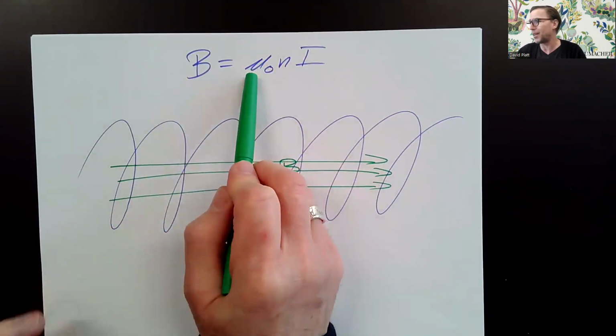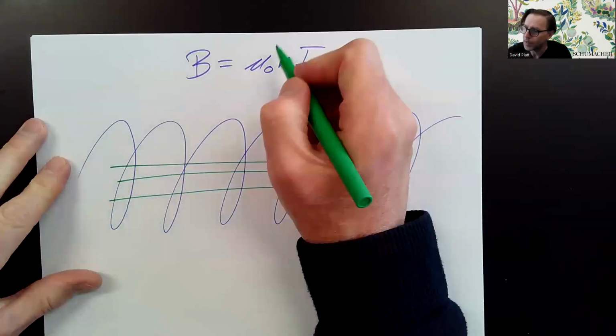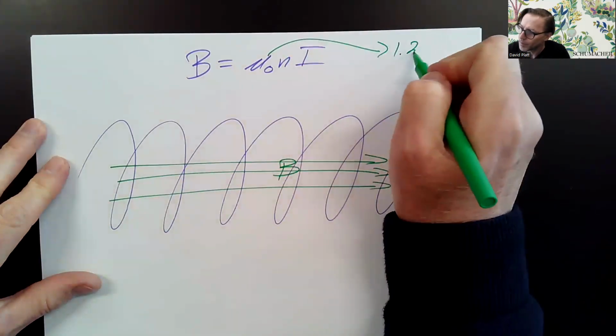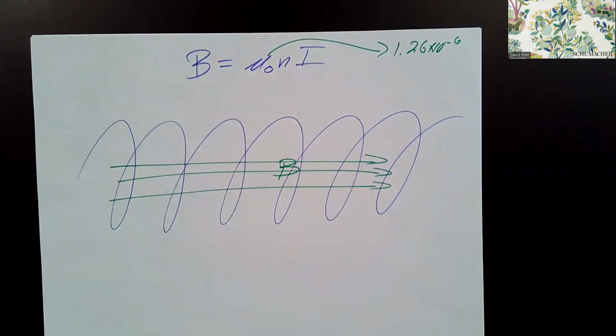This mu naught appeared in a lot of equations. I know I showed you the numerical value before, but I'm just going to show it to you again to be complete. I'm sorry, I said permittivity. I meant permeability. 1.26 times 10 to the minus 6th. I'm going to make sure I got it right. Yes, and it's called the permeability of free space.